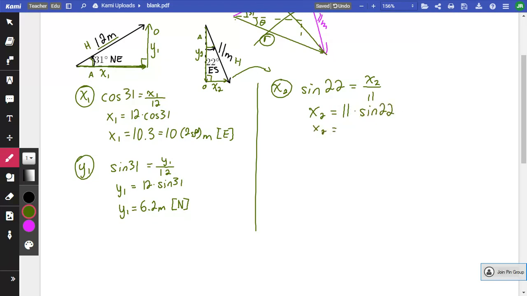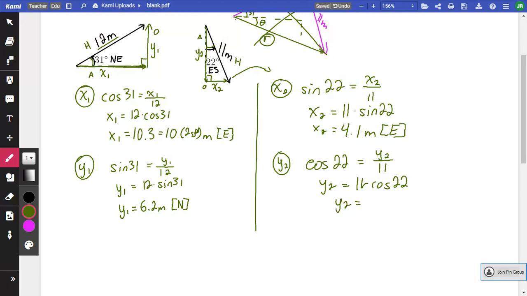Okay, hopefully you're seeing some repetition. And we have 4.1 meters, and this would be east. And then we've got to do y2. Y2, now we're using the adjacent, so cos of 22 is y2 over 11, and so y2 equals 11 times cos 22, and 11 cos 22 gives us 10.2, which would be 10 with 2 sig figs.